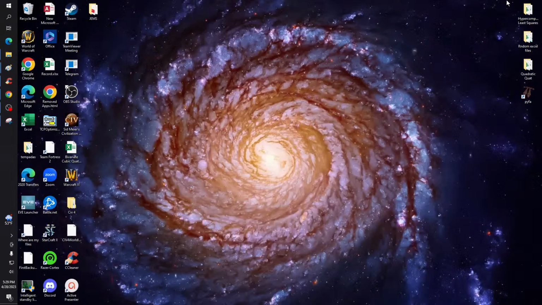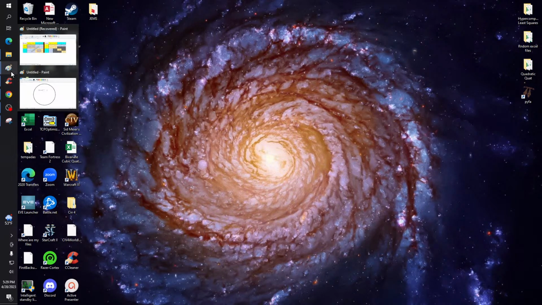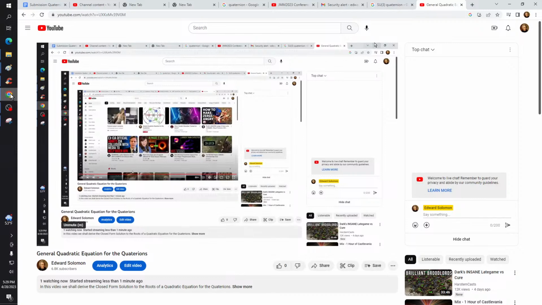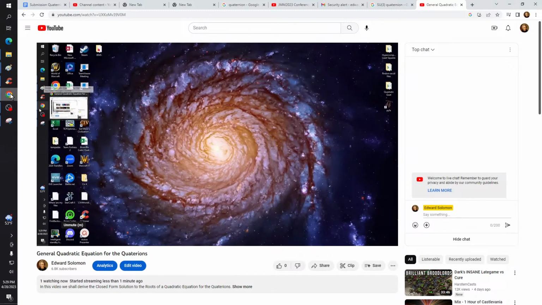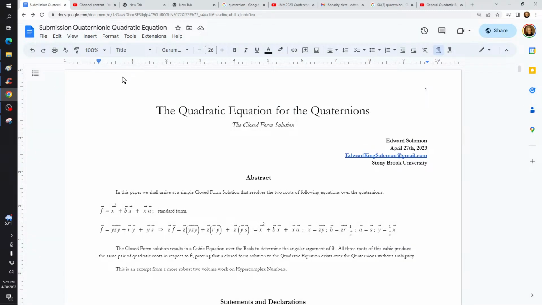Okay, so in this lecture, I was originally going to do the least squares for the quaternions, but I think what we should start with first is the quadratic equation. Although I gave a presentation in Boston on least squares, I think it's better that we start with a lecture on the quadratic equation over the quaternions.